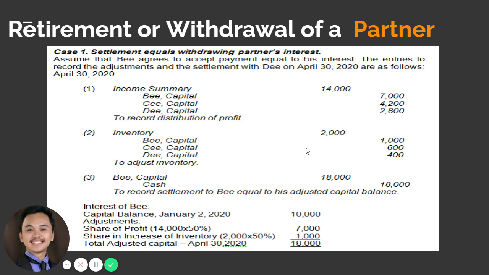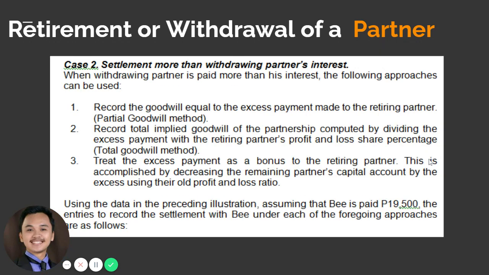So in this case, we don't have an accounting issue since his ending balance is also the total amount being paid to him. That means he did not receive a bonus, and the remaining partners also did not receive a bonus. Okay, how about this time when settlement is more than the withdrawing partner's interest?